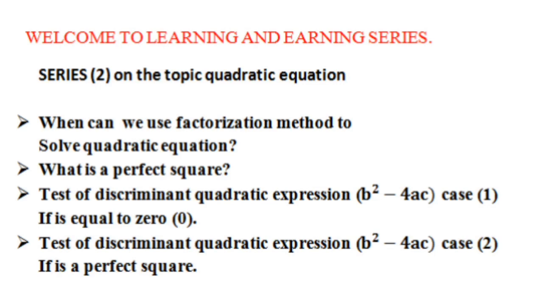In this series, we are going to look at when we can use the factorization method to solve a quadratic equation. We are also going to look at what a perfect square is, and we are going to look at the test of the discriminant quadratic expression, which is b squared minus 4ac. Case 1: if it is equal to 0. Then we are also going to look at the test of the discriminant quadratic expression b squared minus 4ac. Case 2: if it's a perfect square.